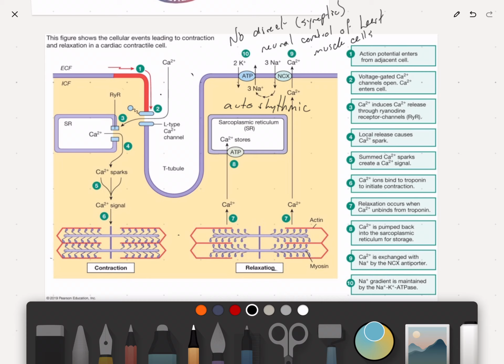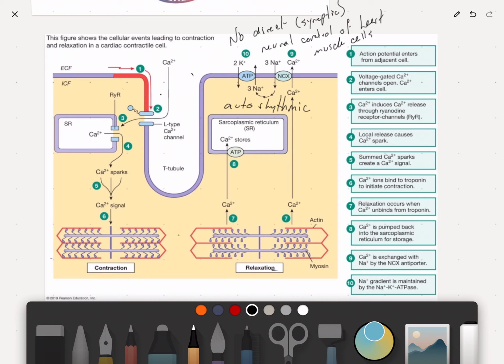They simply depolarize completely on their own. There's no stimulus from the outside saying, hey, beat. We'll talk about the sinoatrial node in a lecture that I'll post later. But in essence, all of the cardiac myocytes, the ones that contract, all of them in the ventricles, they're going to beat on their own.